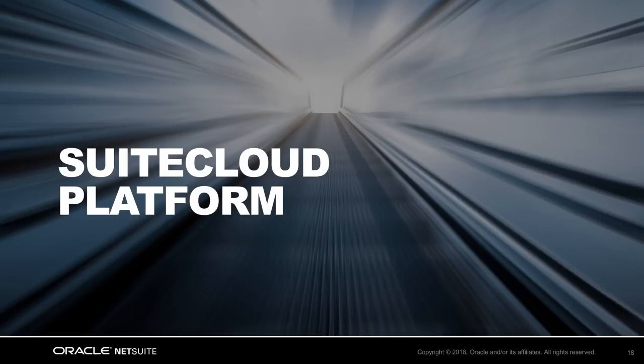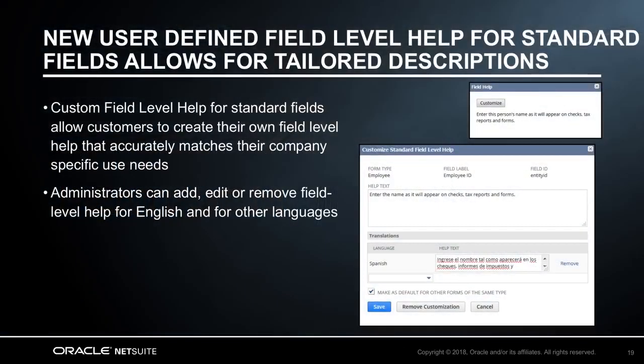Let's wrap up with the platform highlights. Your company administrator now has the ability to easily define and create custom field-level help within NetSuite for standard fields. Field-level help appears when you click on the field label. This can be used to tailor the help fields to your company's domain and business purposes. You can add the description for English as well as other languages supported by the user interface.